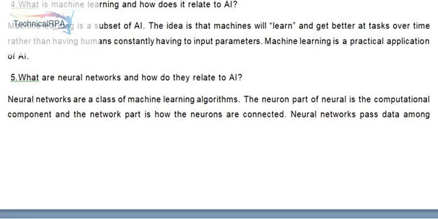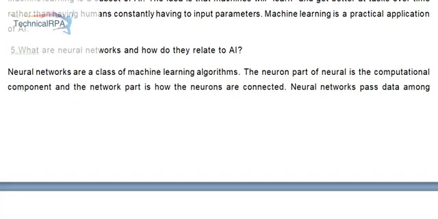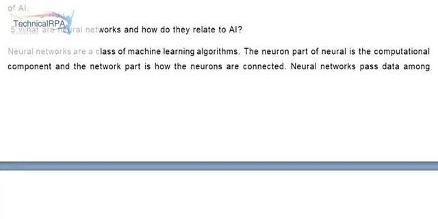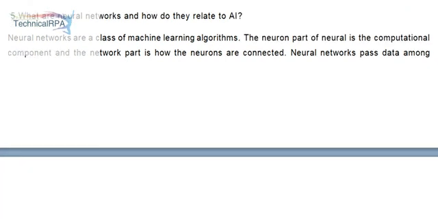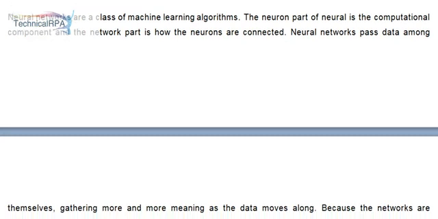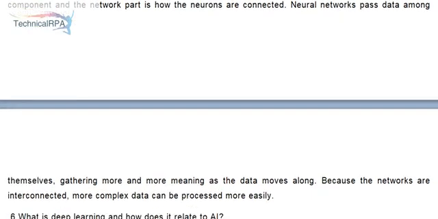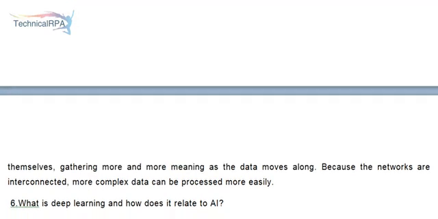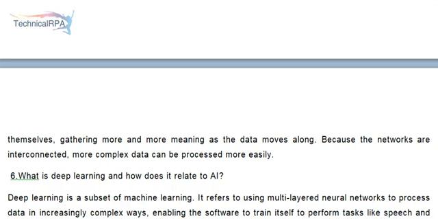5. What are neural networks and how do they relate to AI? Neural networks are a class of machine learning algorithms. The neuron part of neural is the computational component and the network part is how the neurons are connected. Neural networks pass data among themselves, gathering more and more meaning as the data moves along. Because the networks are interconnected, more complex data can be processed more easily.